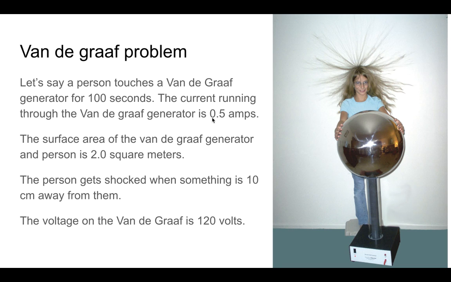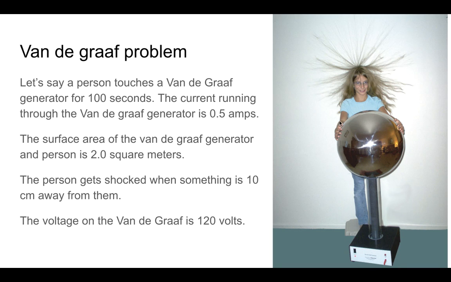Now, what current is measuring, it's measuring how many coulombs of charge are flowing per second. So 0.5 amps means that there's 0.5 coulombs for every second. So that means it's going to be 50 coulombs total. Not realistic, but we're going to go with it.